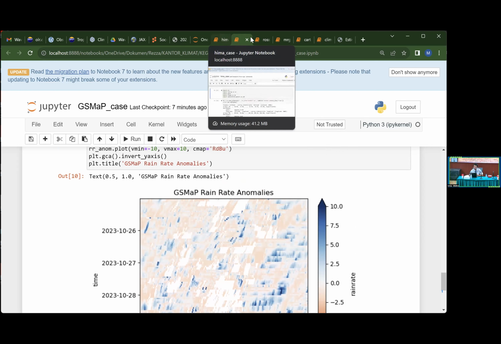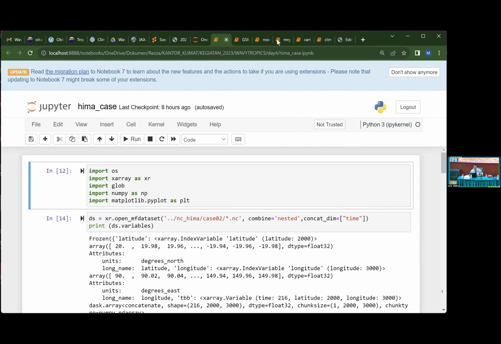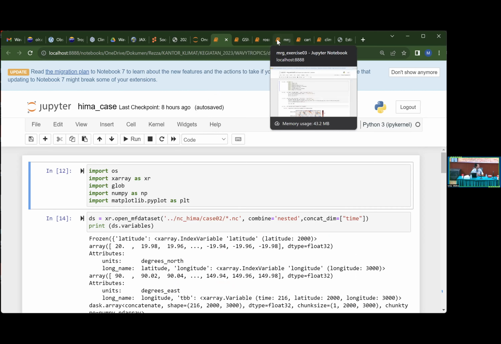Just a little remark: the waves, like you said, Kelvin, MRG, and Rossby, would look different on a Hovmöller diagram because of the direction of propagation. Yes, just to clarify this. Oh, yes, okay.